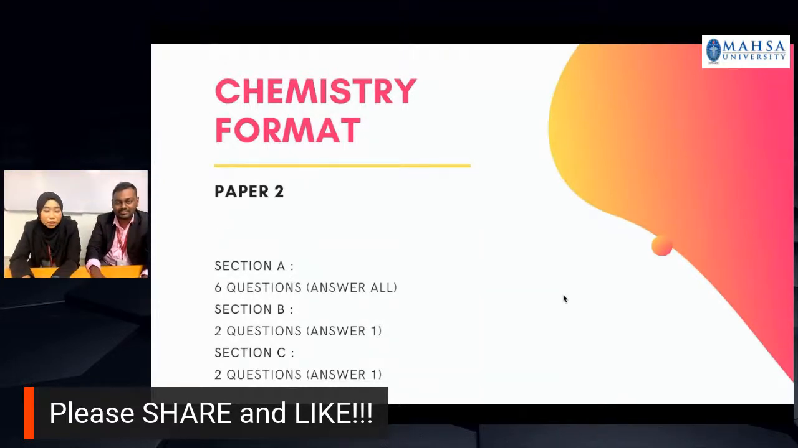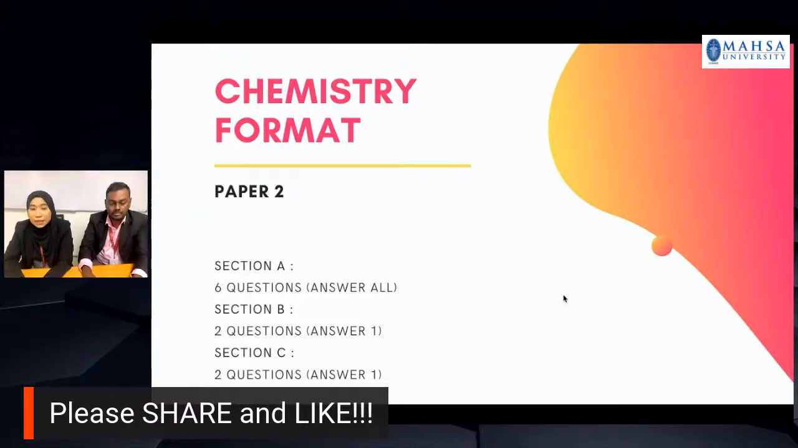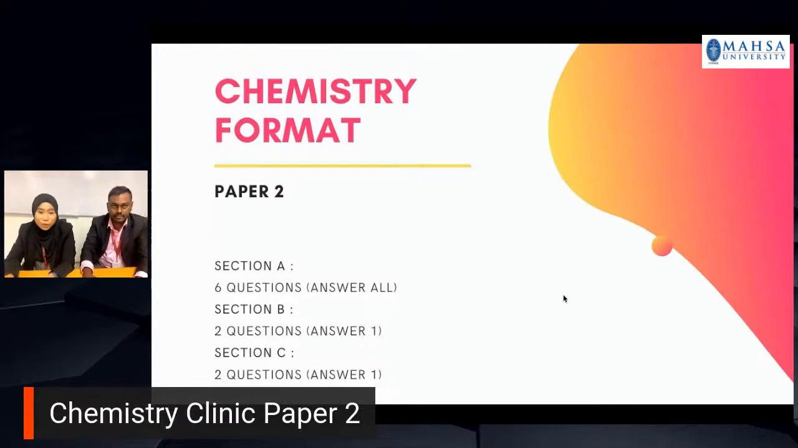The second section will be section B. This section consists of 2 questions, and the candidates need to choose only 1 question. Section C will have 2 questions provided, and you only answer 1 question. So without further ado, I will proceed with sample questions so that we can learn how to answer them, and also how you can score for the subject.